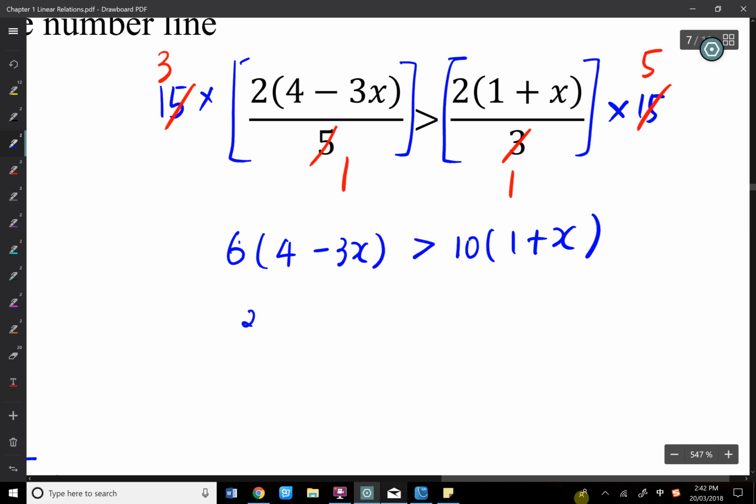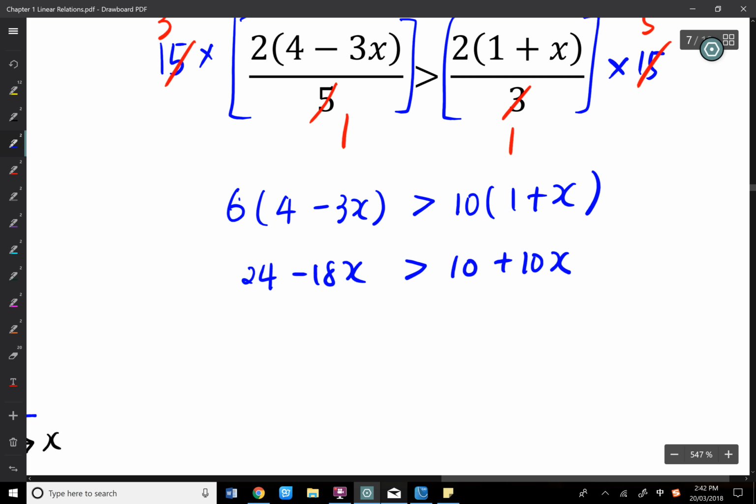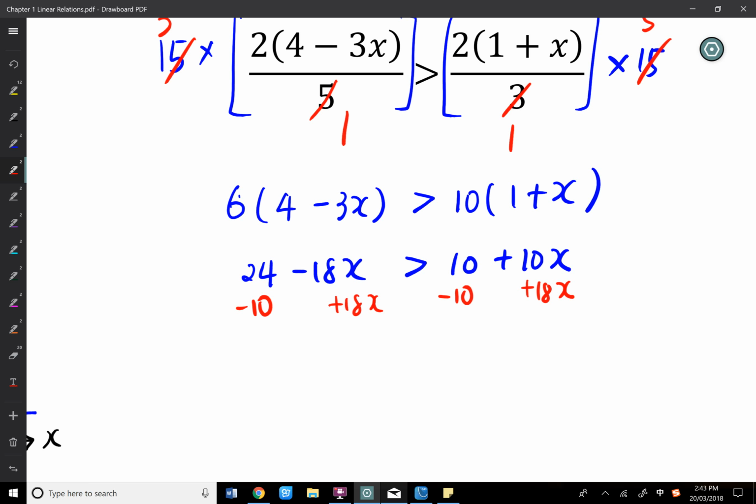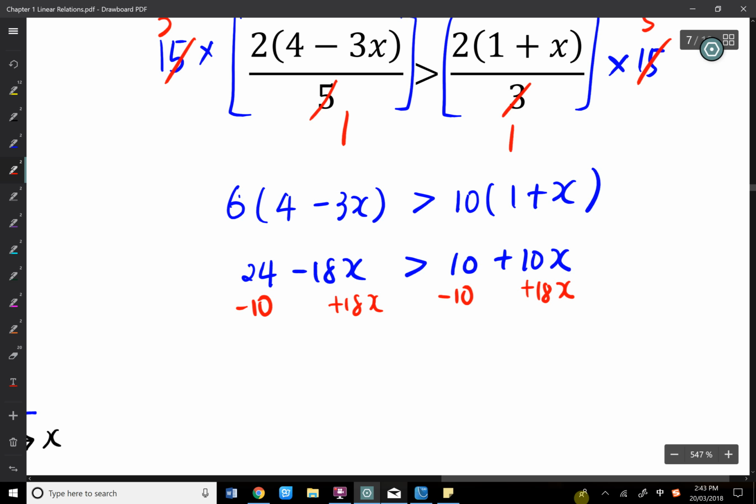So we have 24 minus 18x on this side, larger than 10 plus 10x on this side. If we want to keep a positive x in order to divide by a positive number, what we can do is add 18x on both sides, and then minus 10 on both sides. You can add 18x and minus 10 at the same time. So what we are left with on this side is 14 greater than 18x.